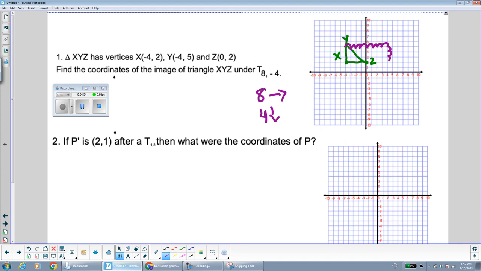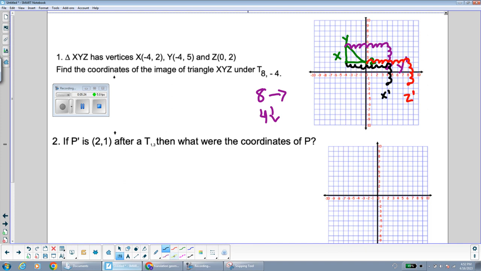1, 2, 3, 4 down. Here I have Y prime. Let me shift to Z. 1, 2, 3, 4, 5, 6, 7, 8. 1, 2, 3, 4. And let me shift X. 1, 2, 3, 4, 5, 6, 7, 8. 1, 2, 3, 4.